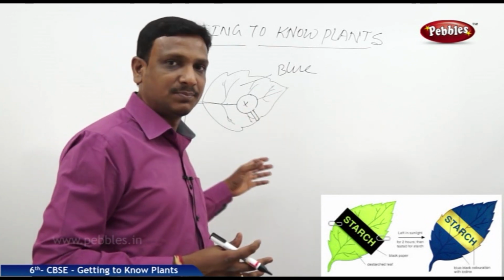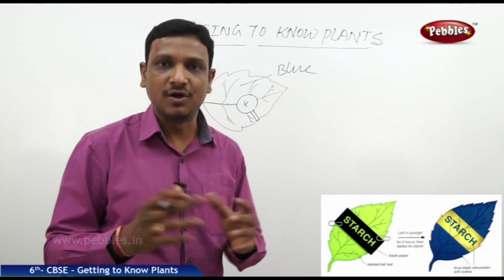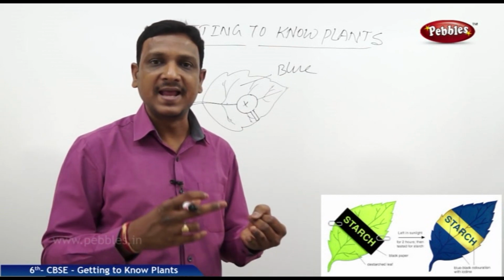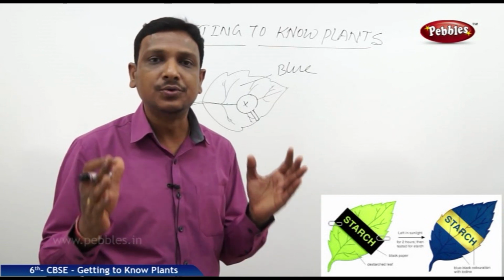So in this particular part of the lesson, we have identified the structure and functioning of the leaf. We have seen stem and leaf. Next, we are moving to the next important part, the root of the plant.